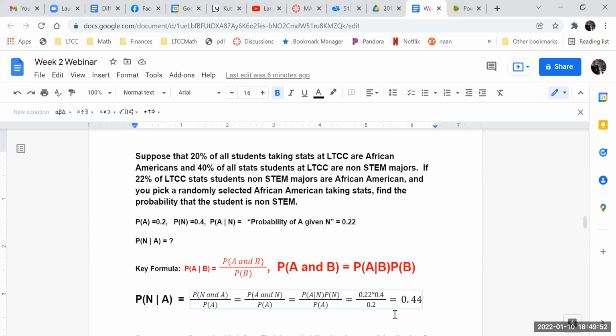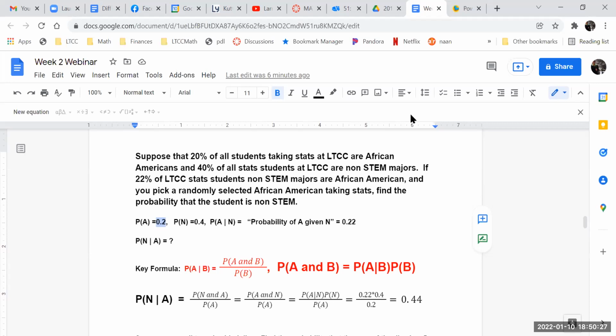Honestly, none of this makes any sense to me. Which step? There's a lot of steps. All of it. Here's the probability of A. Probability of A is 0.2. All I did is read where it says 22% of all students taking LTCC stats are African Americans. And I used the capital A in African American, called that A, and 20% is 0.2. Did I lose you right there, or do you understand that piece? Yeah, that makes sense. Okay, so that's all that is.